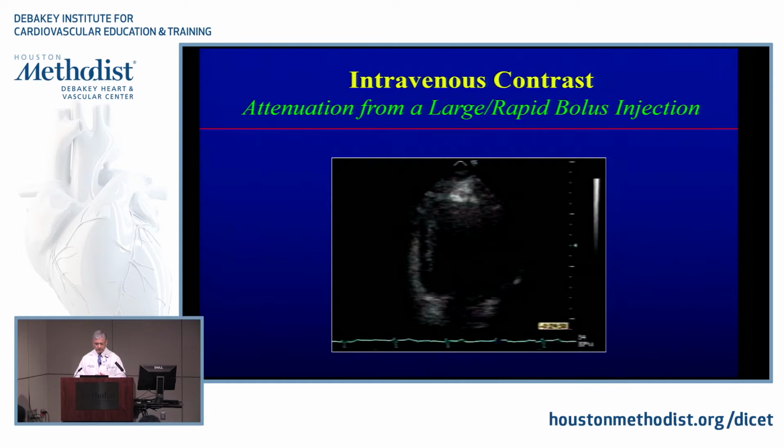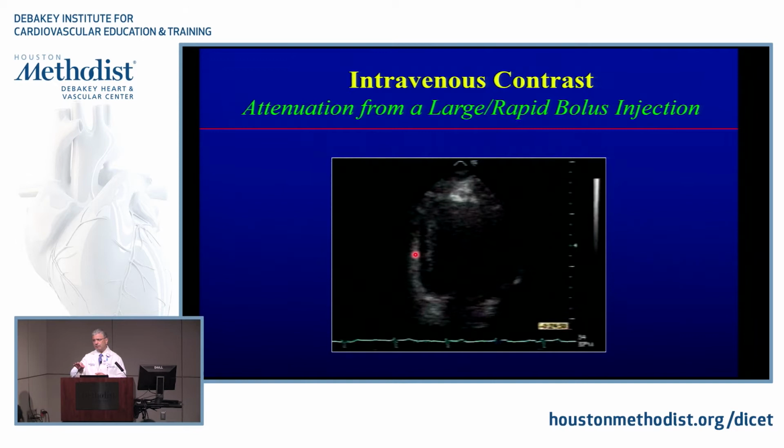What you would expect on the first injection, and I'm going to show you a bolus injection that is rather rapid, non-diluted. Let's see here. I'm going to turn on my sophisticated laser pointer right there. What you're going to see first, the right ventricle is here, believe it or not. What you're going to see is you're not going to see the right ventricle. You're going to see a sliver of contrast.